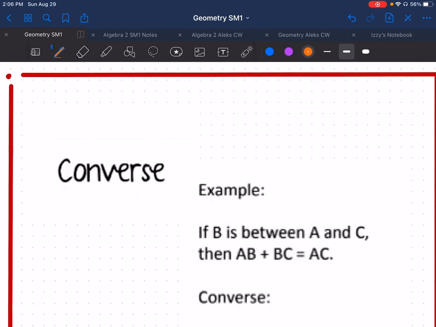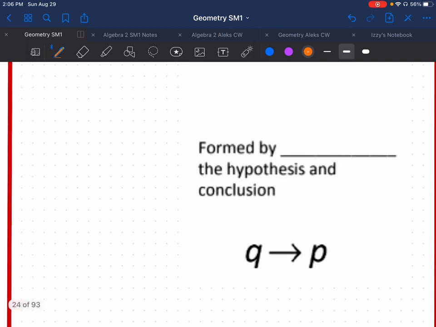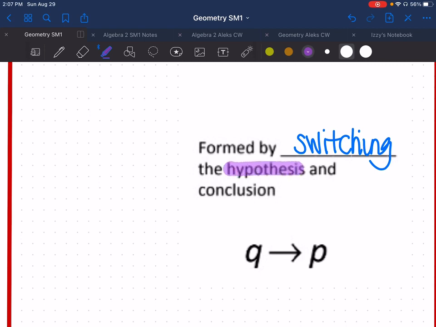There are three different ways that we can change a conditional statement, and let's go ahead and start with the converse. The converse is formed by switching the hypothesis and the conclusion. So once again, we're going to take the hypothesis and the conclusion, and we're simply going to switch them. If the conclusion, then the hypothesis.